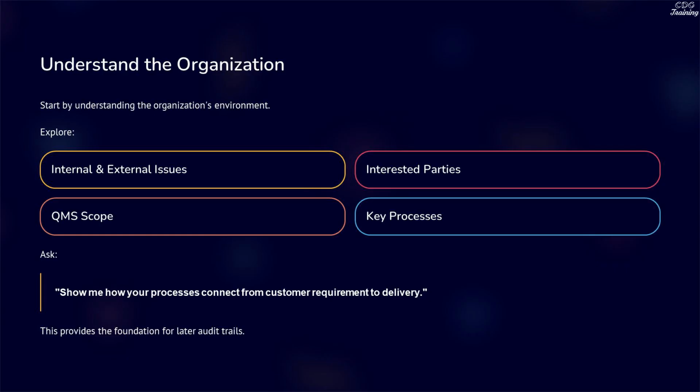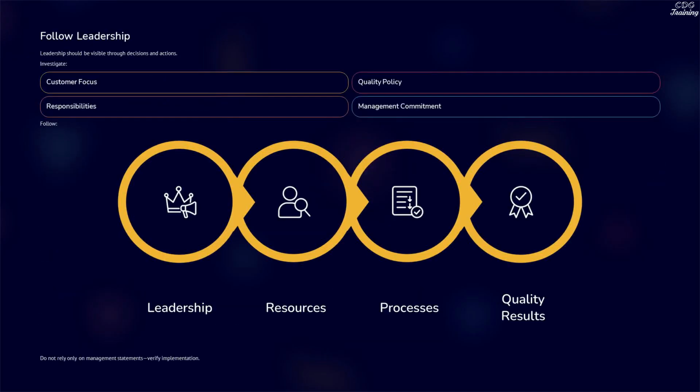Understanding the organization starts with exploring its environment. We look into internal and external issues, interested parties, the QMS scope, and key processes. This foundation is essential for future audits. Leadership is pivotal in driving decisions and actions. We investigate customer focus, responsibilities, quality policy, and management commitment. These elements are crucial for achieving quality results.